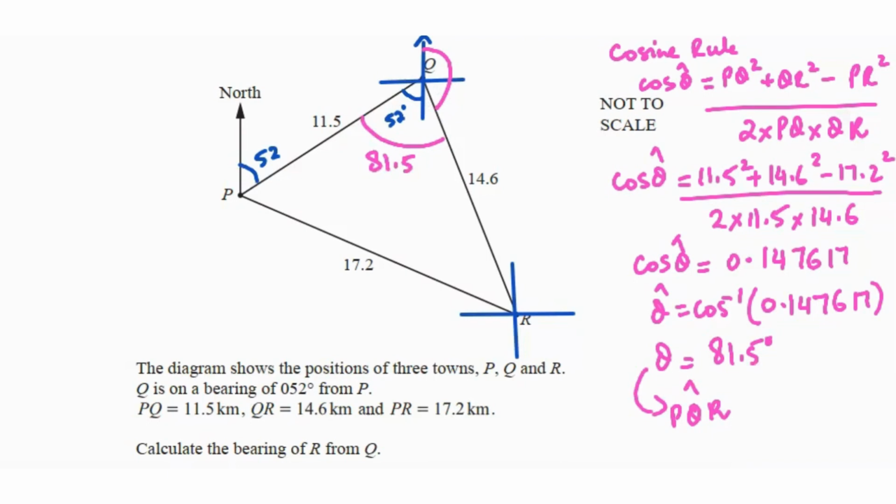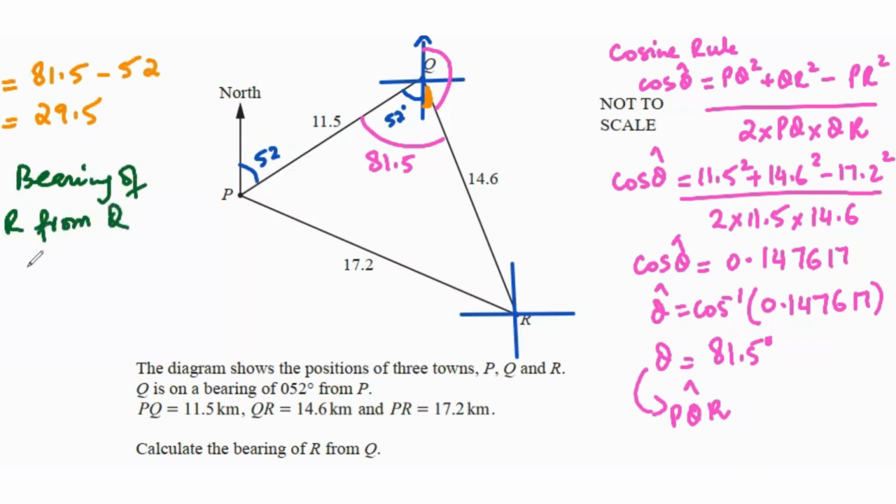So now this entire angle is 81.5. First we'll subtract 52 from 81.5 to find this orange angle. So that's 81.5 minus 52, which gives me 29.5. And then to find the bearing, I'll take a different color. Bearing of R from Q, that's going to be 180 minus 29.5, because you're trying to find this angle. So that's going to give us 150.5. That is your answer.